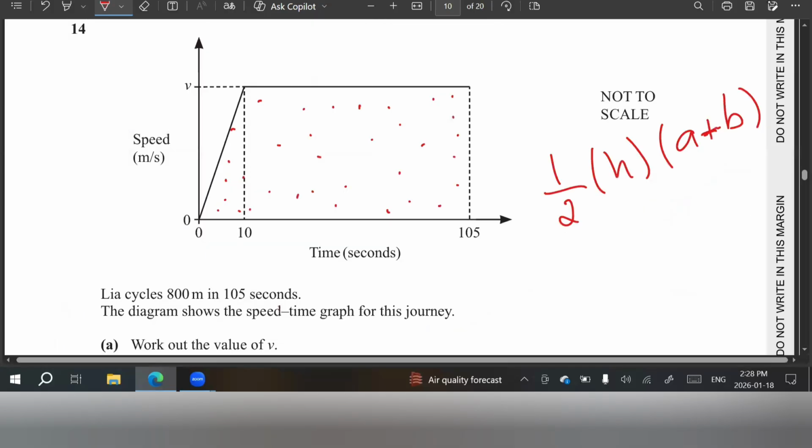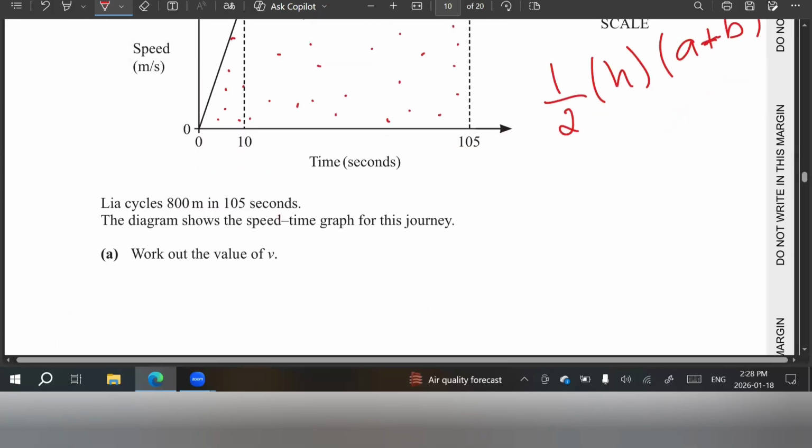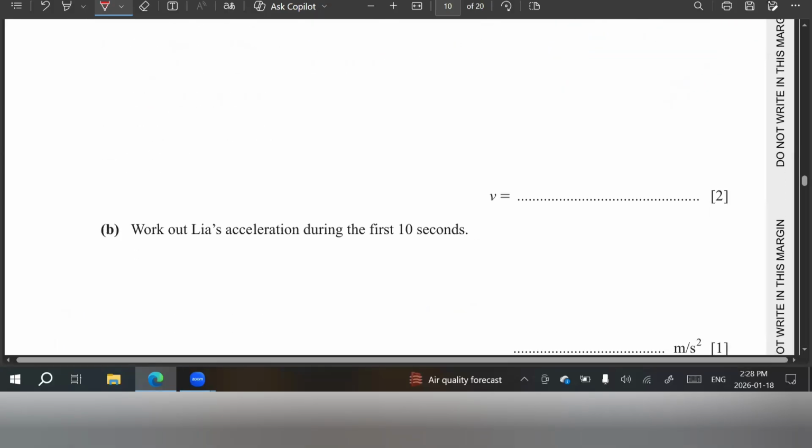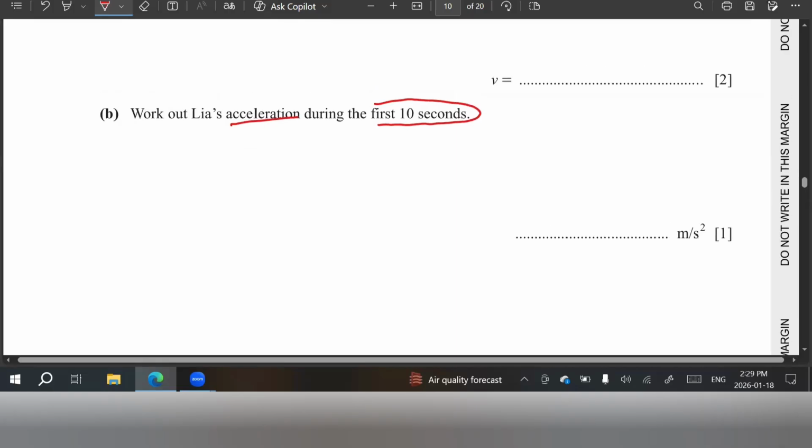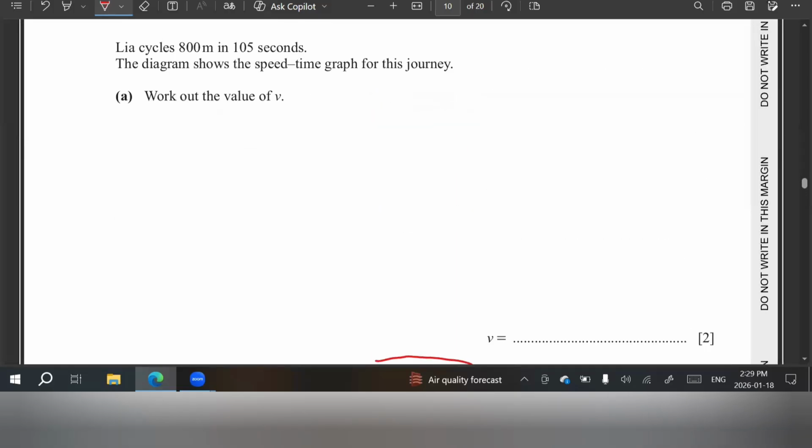The A part done, we are going to the next part. In the B part of this question, he says work out Leah's acceleration during the first 10 seconds. So they want me to find out the acceleration in the first 10 seconds. So it's a 1 mark question, very straightforward, simple question.